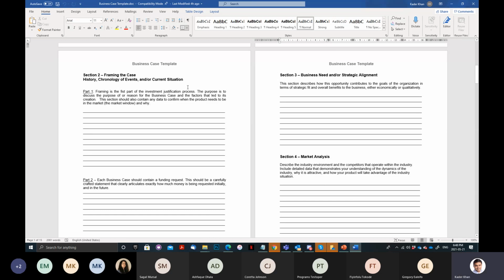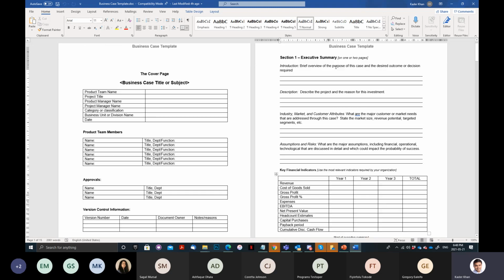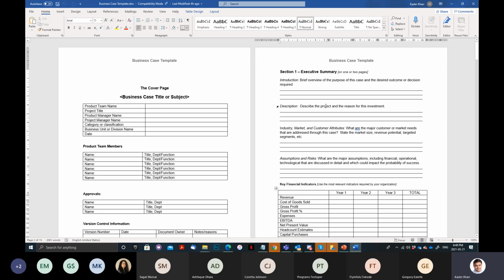Framing the case means you are actually going to ask your company or your investor and convince them that whatever you have made is a real case, that you are going to benefit, the company is going to benefit, and as an investor, he is going to benefit. So you have to frame the case. First the general summary, and then framing the case.